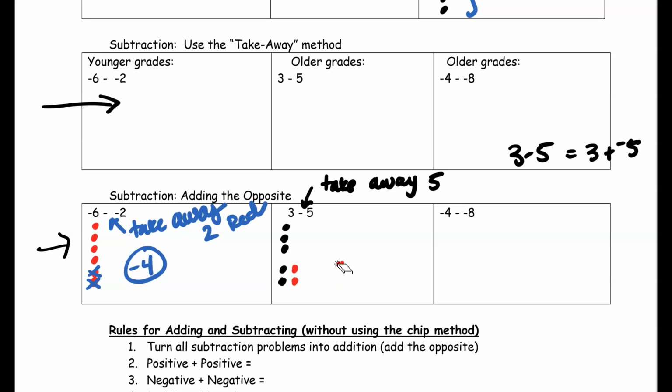Okay, so I'm going to erase this. So now what I'm going to do is take away the 5 positive chips. So I'm going to go 1, 2, 3, 4, 5. And then what do I have left? I have left 2 negative.